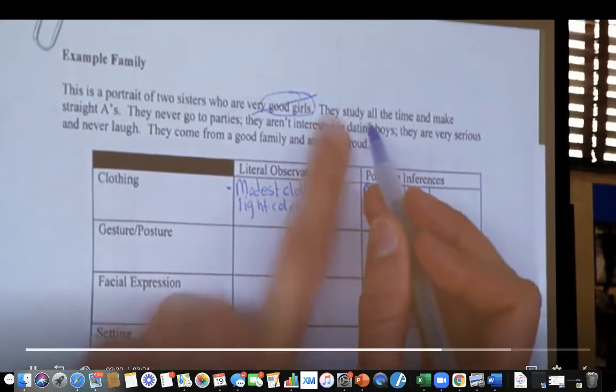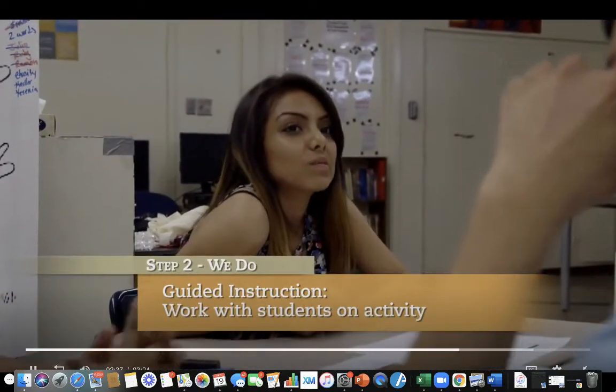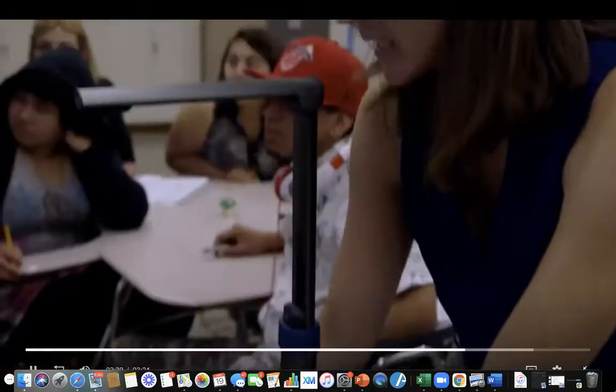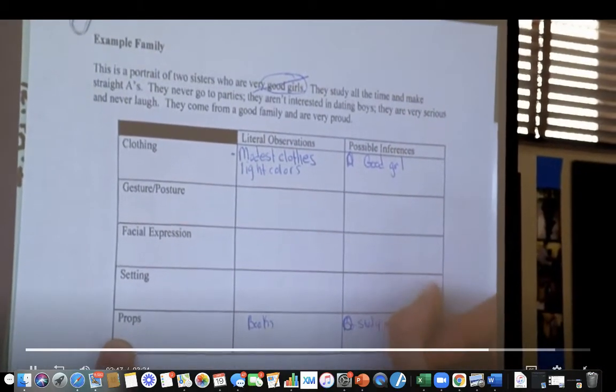So then I moved on and I did the we do. So the we do portion of the lesson is really, you're still providing prompting. And that's really what we do means, is that I'm not leaving him hanging. They study all the time. I think I can show that by props. What would I be holding if I studied all the time? Books.